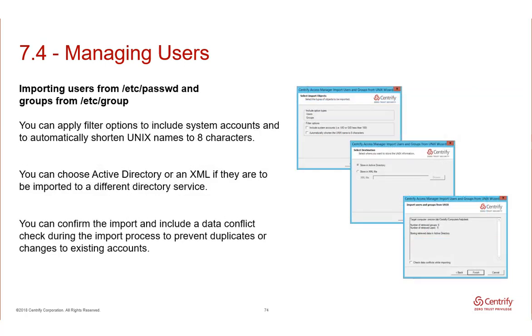Once we've imported the /etc/passwd and /etc/group files, we can apply filter options to include system accounts and automatically shorten Unix names to 8 characters. We can also choose Active Directory or XML if they're being imported to a different directory service. And the final step is to confirm the import and include a data conflict check during the import process to prevent duplicates or changes to the existing accounts.